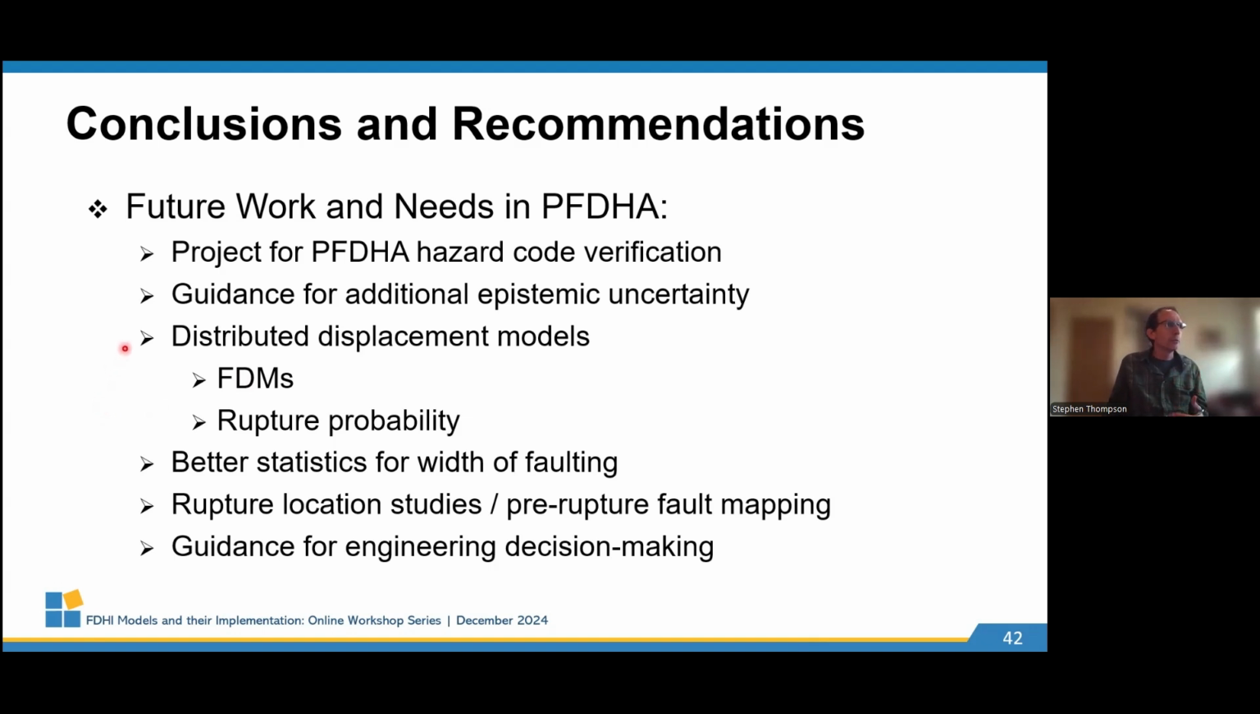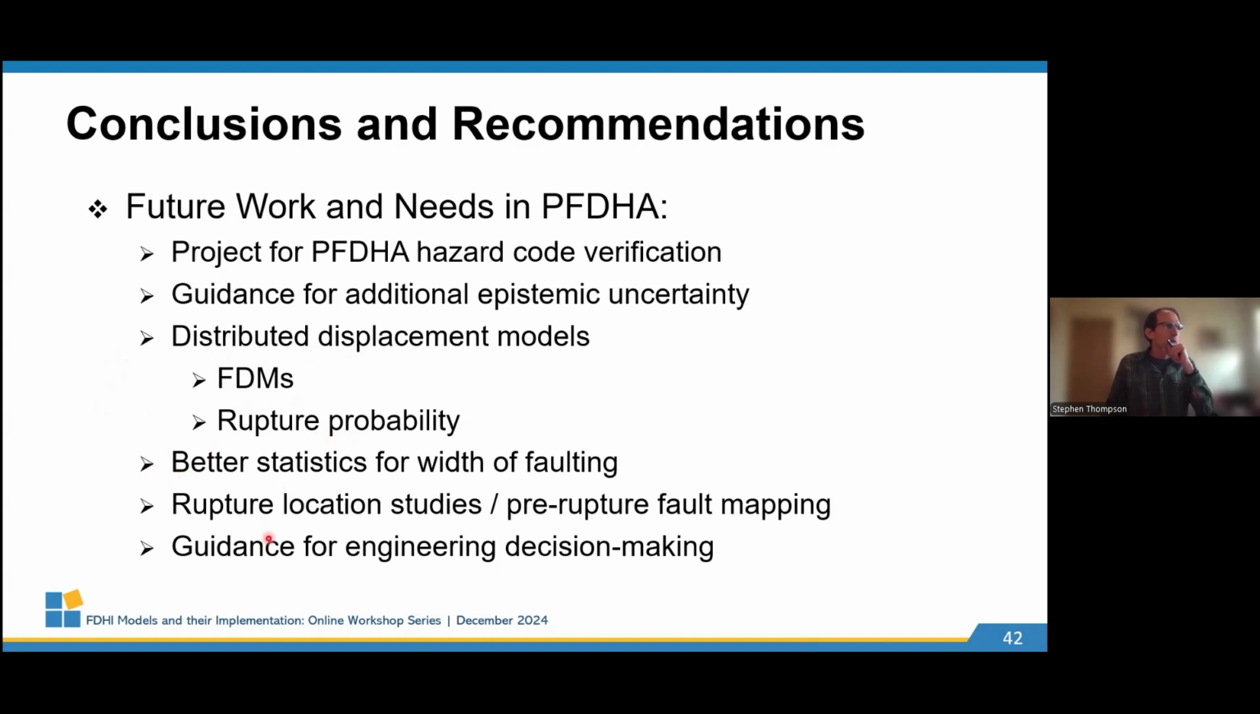For distributed displacement models, that's a big need that the FDHI group is aware of and will be working on next. Those distributed displacement models need to focus both on the exceedance equations and those rupture probability parts. So Francesco mentioned this on Wednesday, one of the new distributed displacement models.